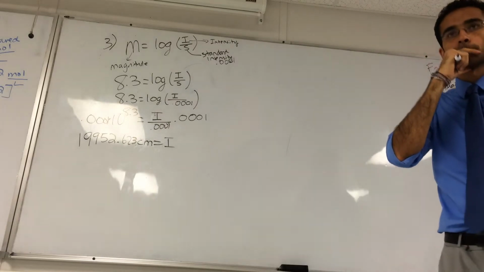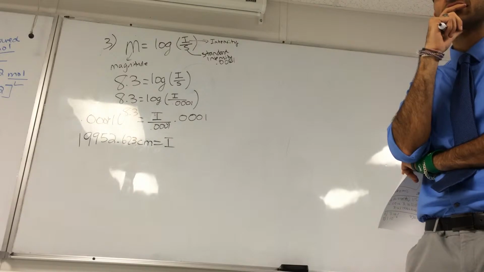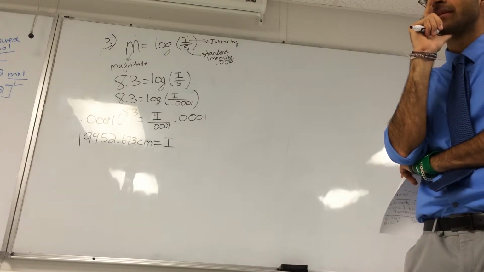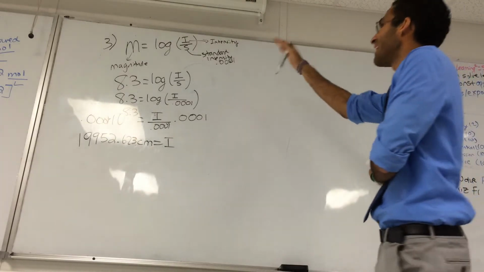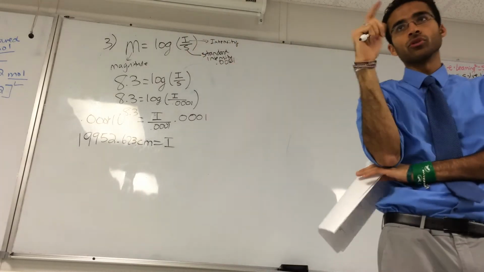Daniel. Would you ever solve for S? No, because S is just a number that is given. It's always 0.0001, always.